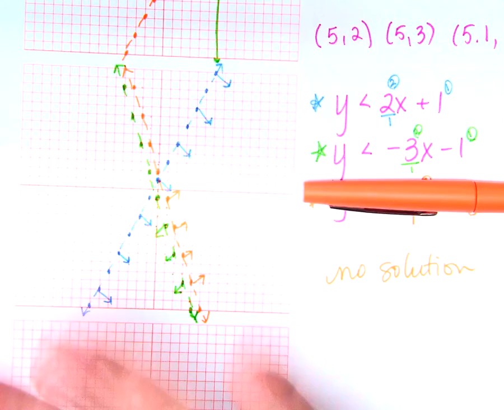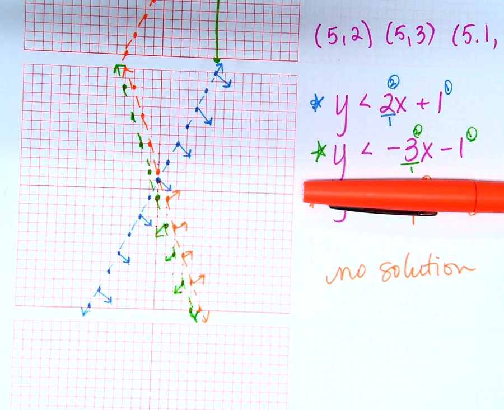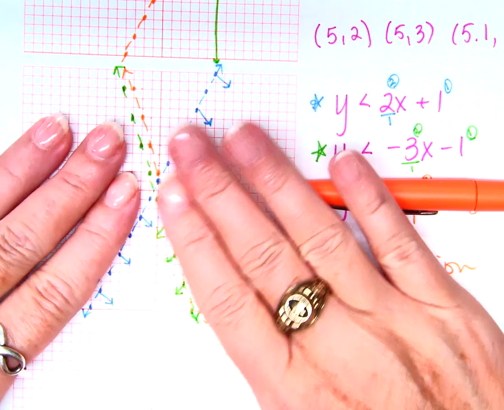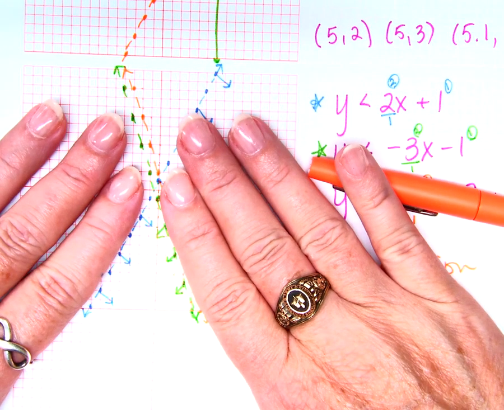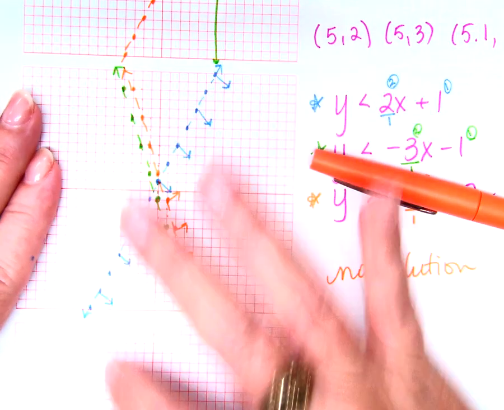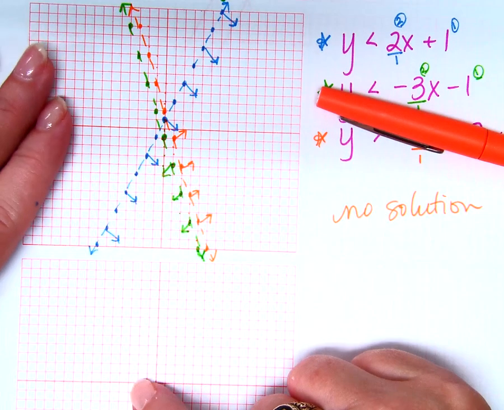So let me ask you this. What if, we're ignoring the orange line for a second, right? What if I said to you, is the point negative 3, negative 20 a solution? Yes. Wait. No. If the orange line is not there, the solution's right here, right? So I'm asking if negative 3, negative 20 is part of the solution.